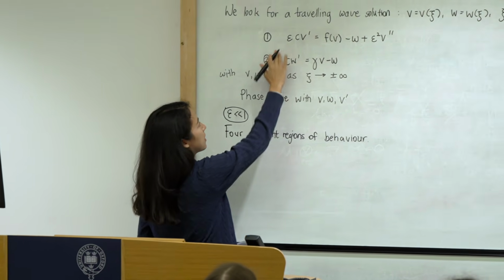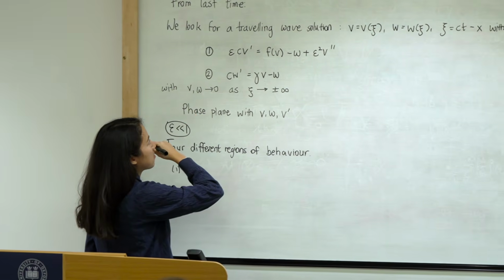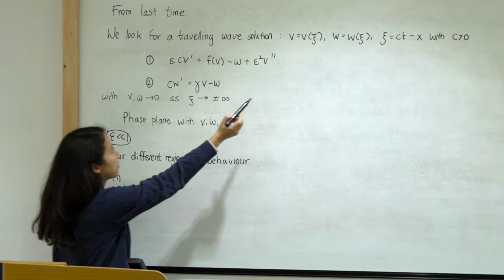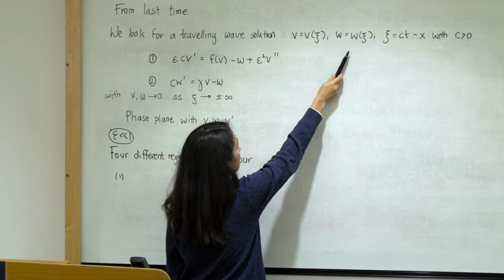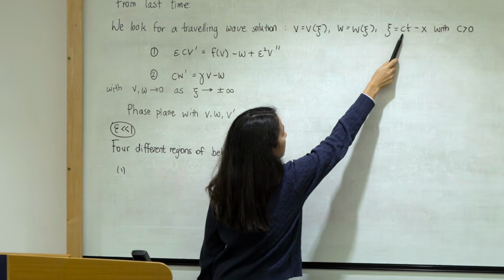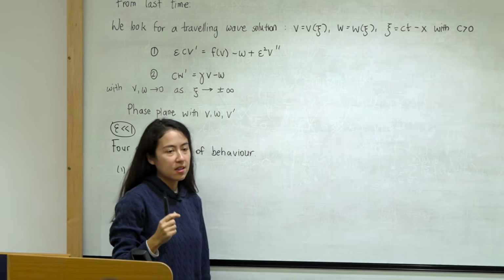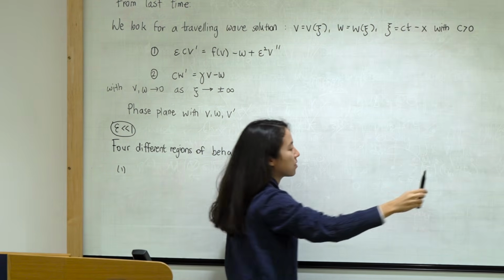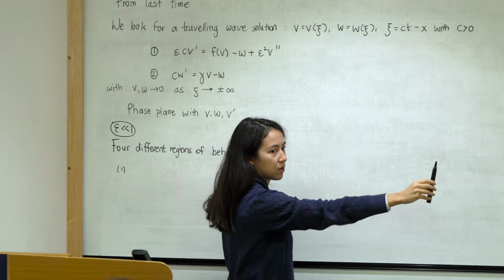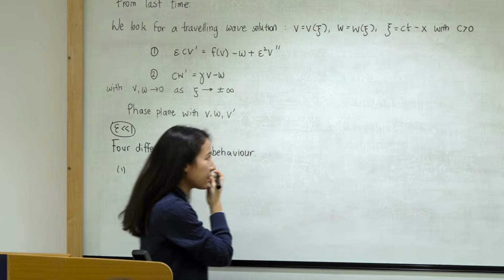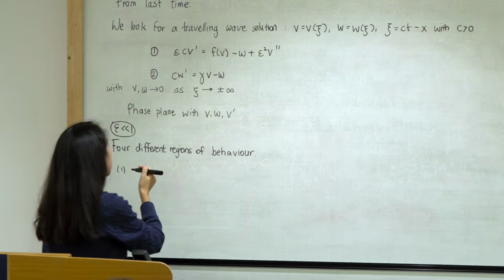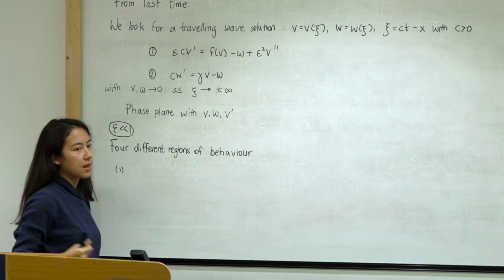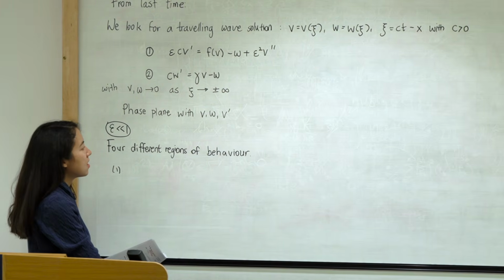We had these two main equations, and we said that we want to look at the traveling wave solution. So I wrote V and W as variables of xi, where c denotes the wave speed. We chose the convention that c is positive, so this shows that you will have a wave that travels from right to left. And the parameter epsilon that comes from the non-dimensionalization is very small, so this will allow us to make some progress.